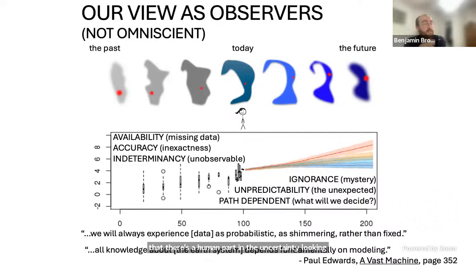One way to discuss this that I really enjoyed is from a book by Paul Edwards called A Vast Machine, which is a fantastic history of meteorology and the development of it. It says that we'll always experience data as probabilistic, as shimmering rather than fixed, and that all knowledge about your system depends fundamentally on modeling. You can take an observation with a thermometer, but the thermometer doesn't really give you an exact temperature. It'll give you a level on a scale that's already a model of what that system is estimating temperature. So a lot of this is shimmery. I like that idea of shimmering data.